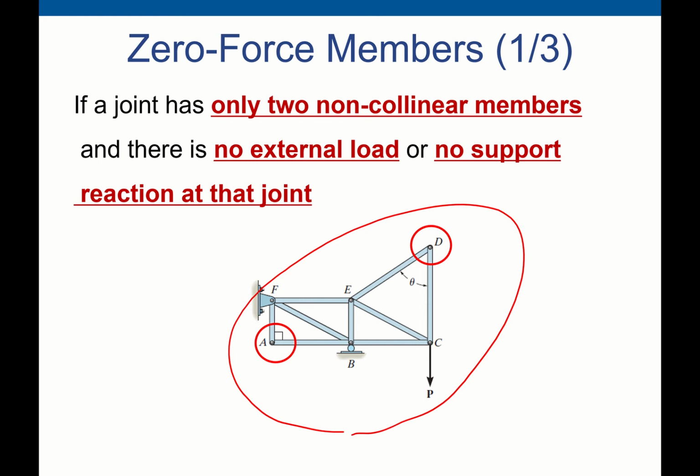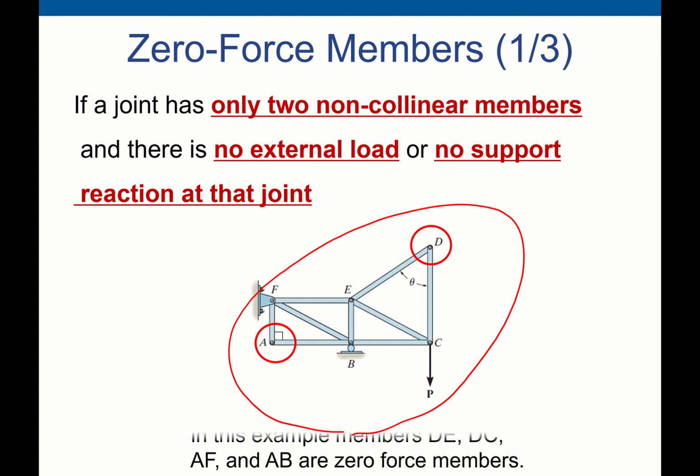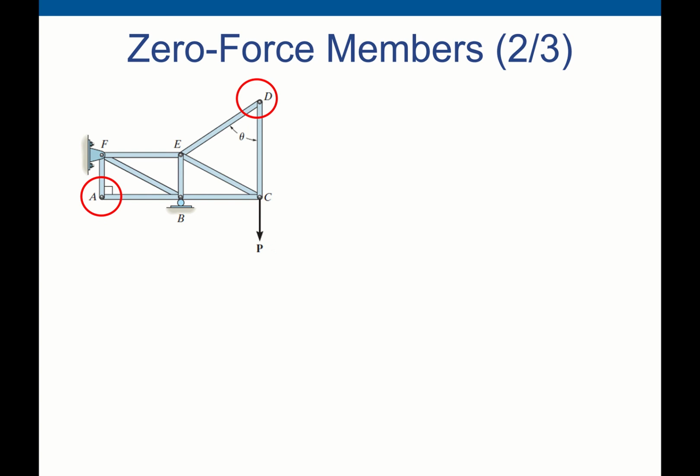So here you can see the definition of a zero force member: if a joint has only 2 non-collinear members and there is no external load or support reaction at that joint, that means DE, CD, AF and AB do not have internal force. This we call zero force members.